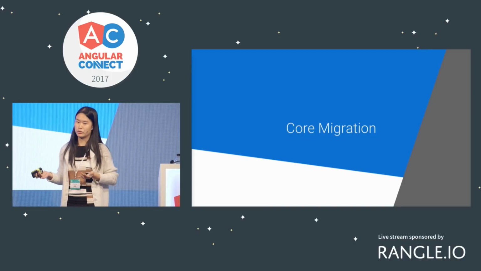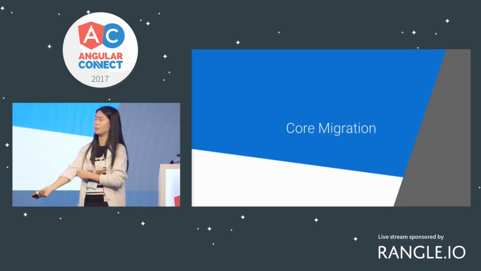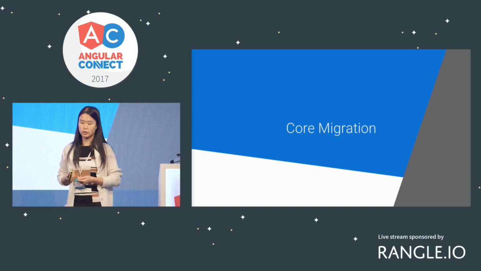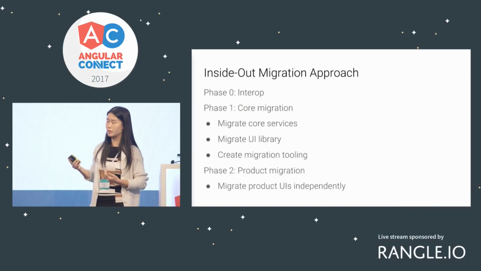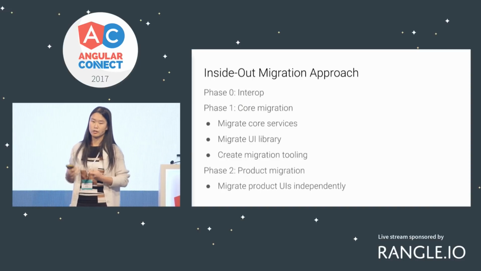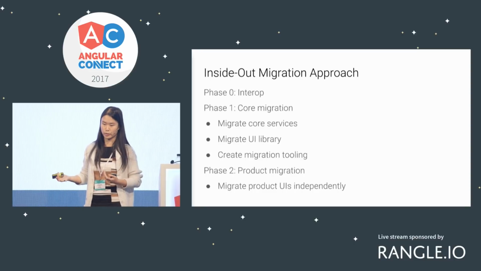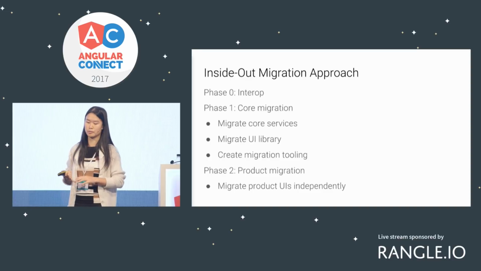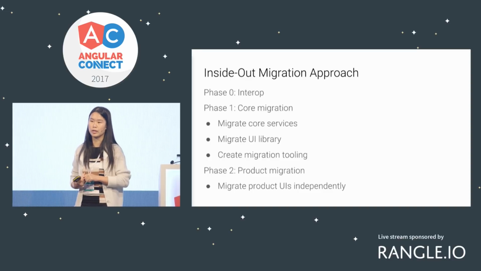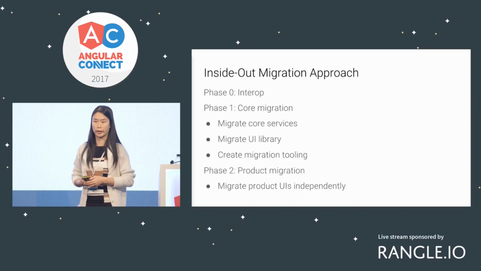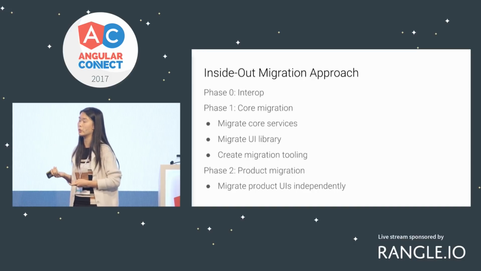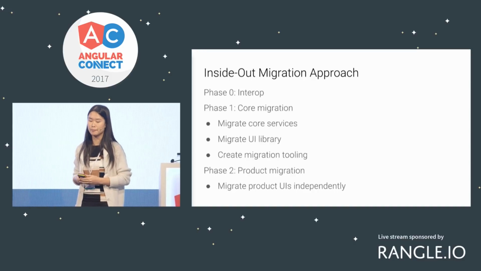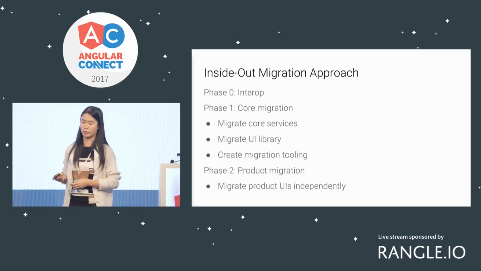So we've got interop working. What do we do now? We move on to our core migration. If you remember, we did our migration in various stages, the first one being interop and just getting things working side by side, but the next one being core migration. This is migrating core services, migrating the UI library, and creating migration tooling. We already talked about core services in terms of ng upgrade, so let's focus on the UI library.